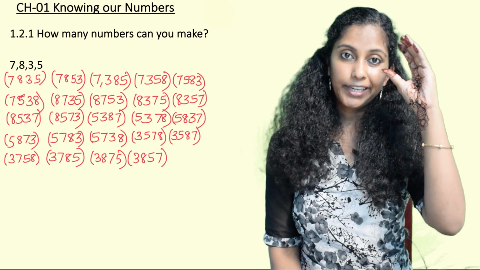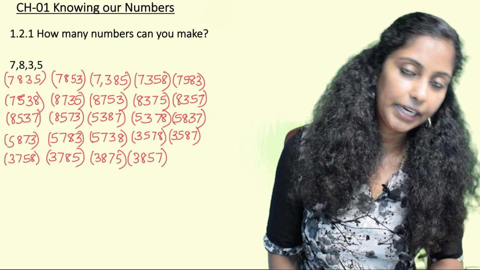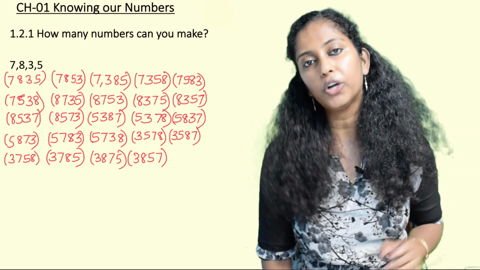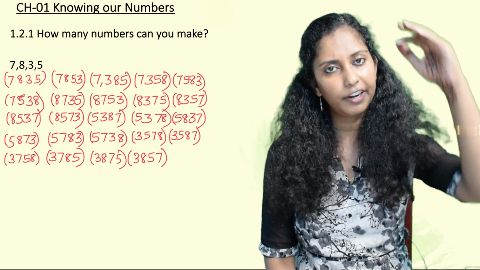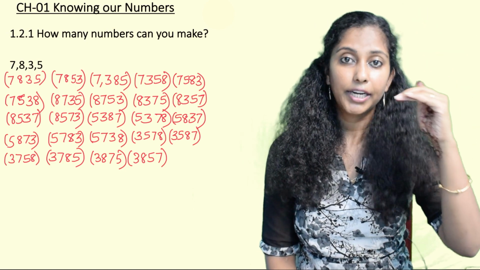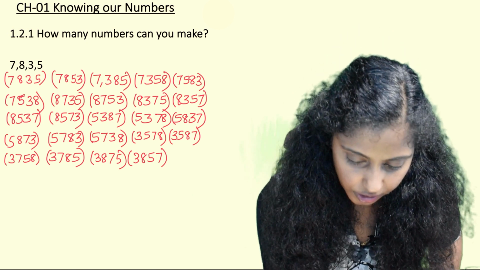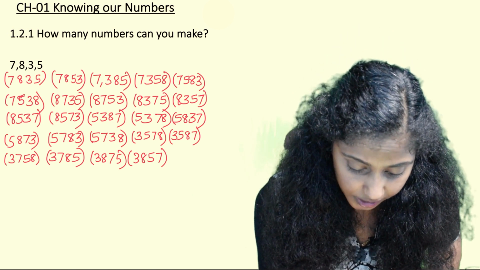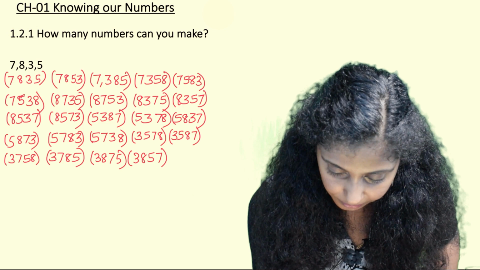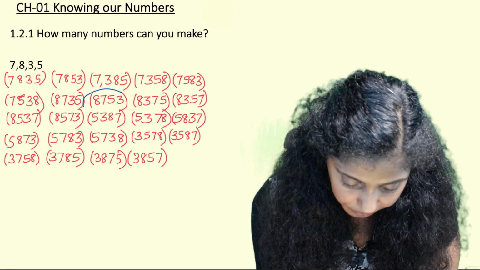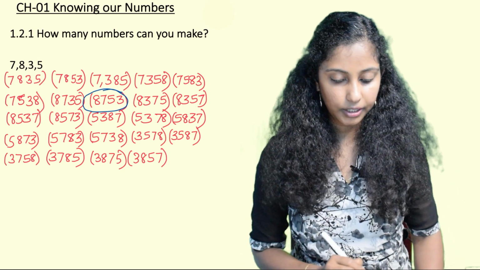So if any set of digits is given and you have to make the biggest number, what you have to do is a simple thing: arrange the digits in the descending order and you will get the largest or the biggest number. So here the largest number is 8753. We are encircling it.